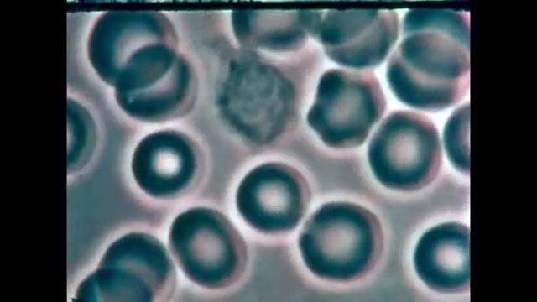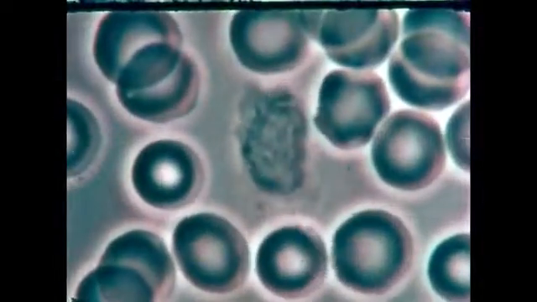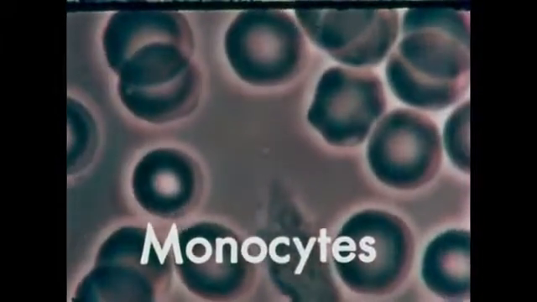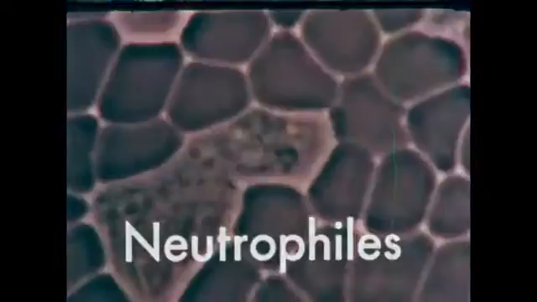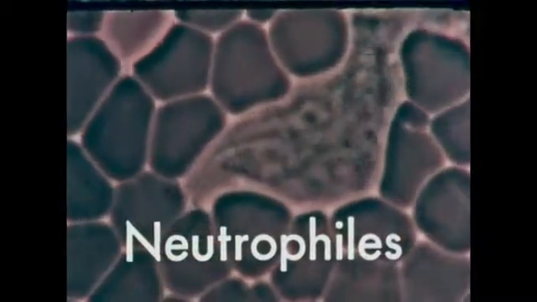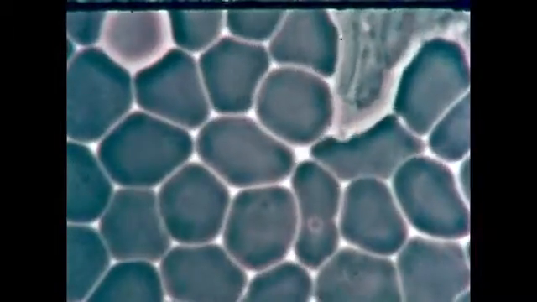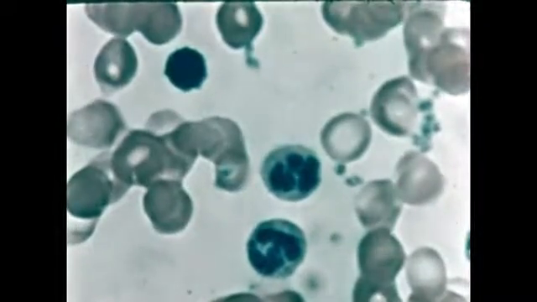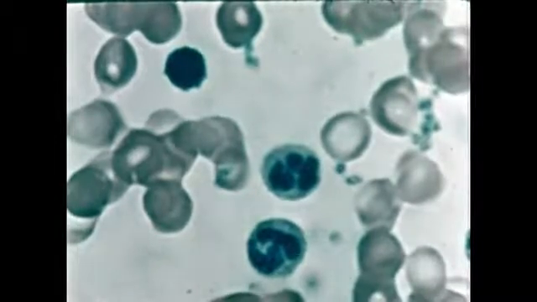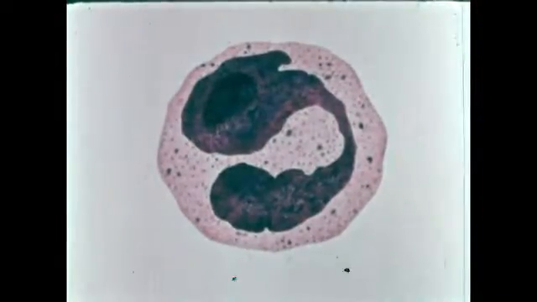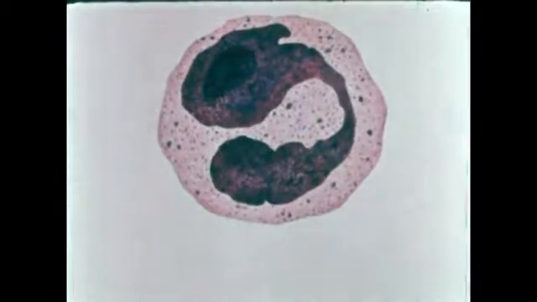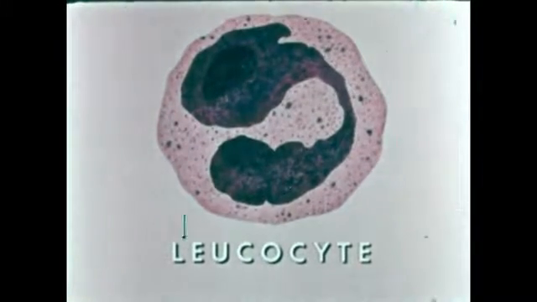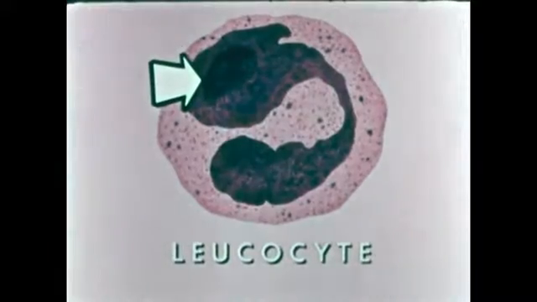The blood also contains white cells or corpuscles. These are monocytes. And these, the neutrophils. Unlike the red cells, white cells have nuclei. You can see the structure of a white cell, or leukocyte, in this drawing of a stained cell. The entire dark area of this cell is the nucleus. It is surrounded by cytoplasm.